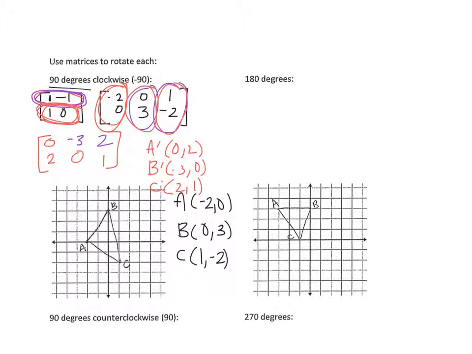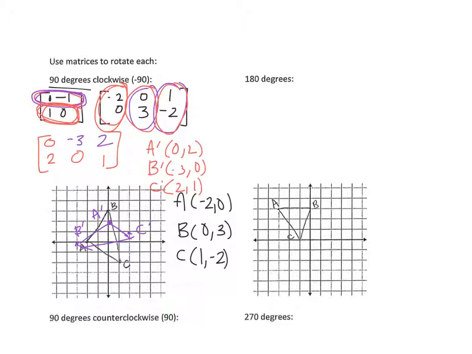So I'm going to plot each of those. So 0, 2 is A prime, -3, 0 is B prime, and 2, 1 is C prime. So the figure is an isometry. It should be the same shape, same size, just rotated.